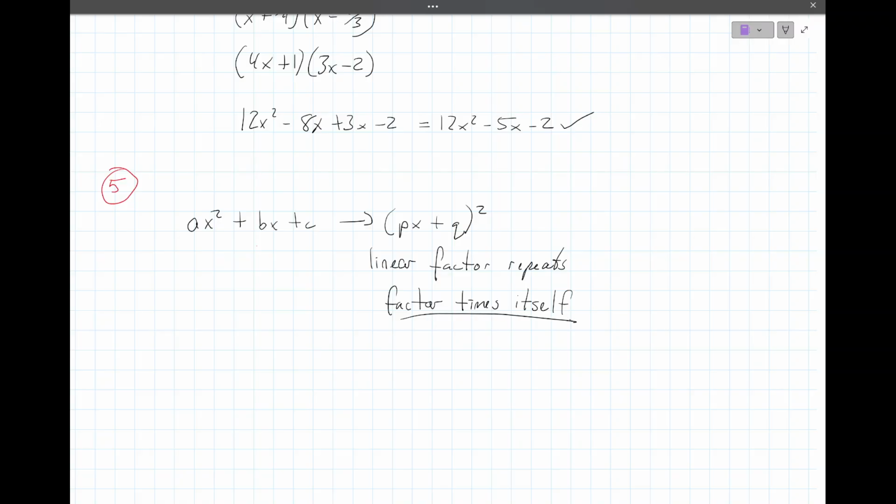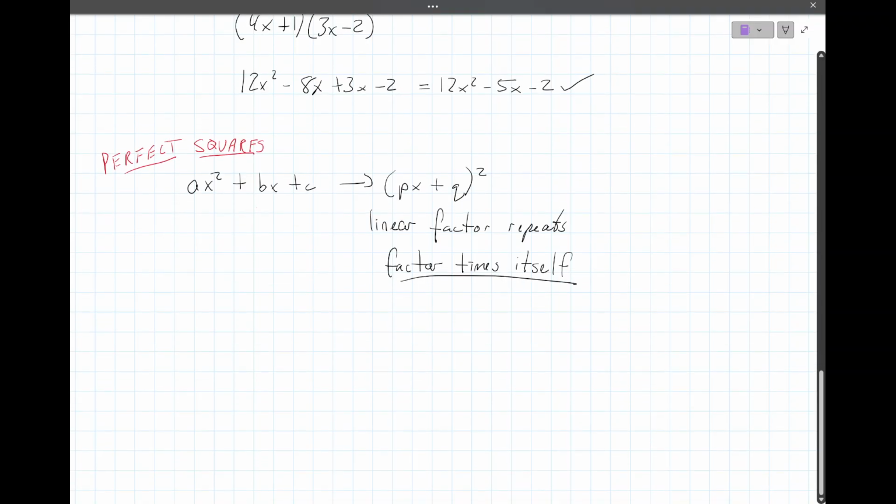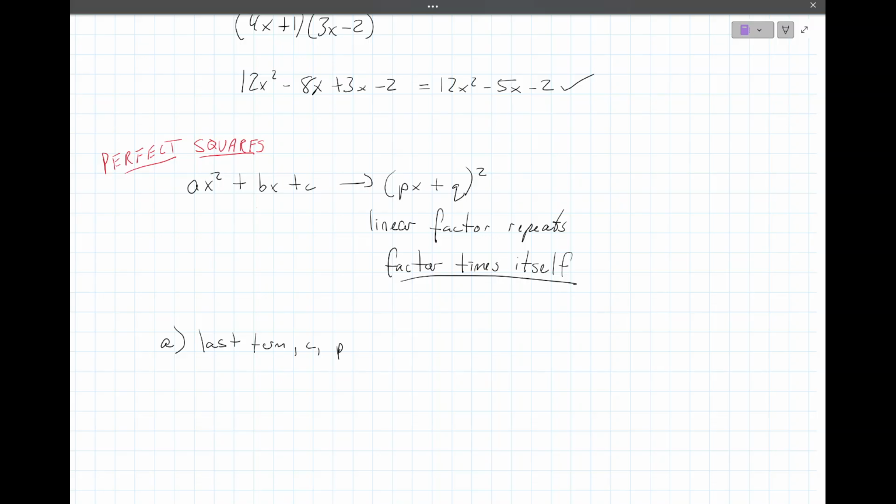We're going to use this idea of perfect square quite a lot when we do quadratics, because it's tied to the idea of the vertex of a quadratic function. So the idea of perfect square comes in a lot there. A couple things we need to note. First, the last term, c, is positive and a perfect square. That's something necessary for it.